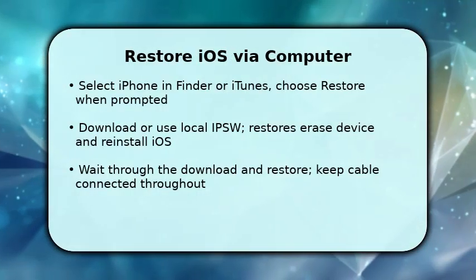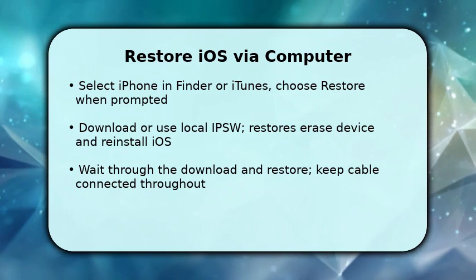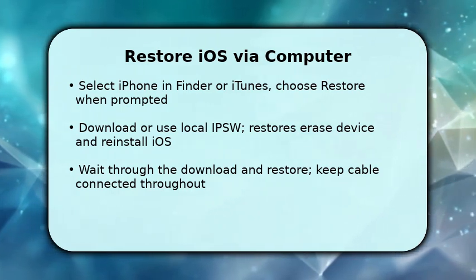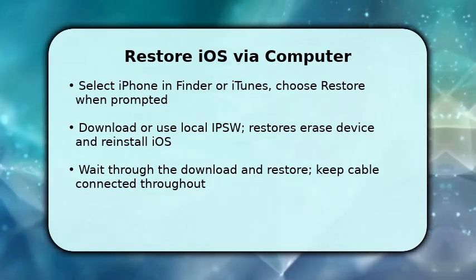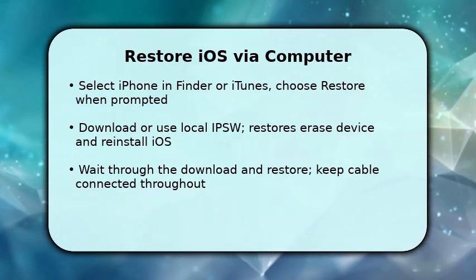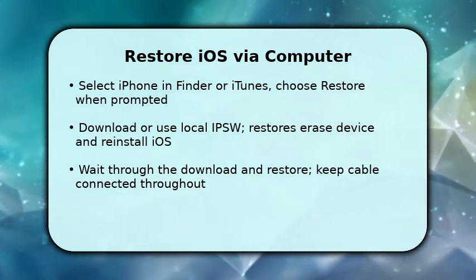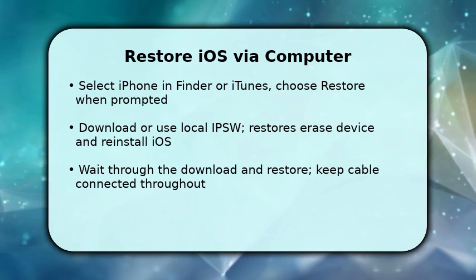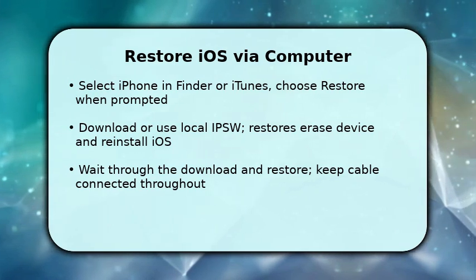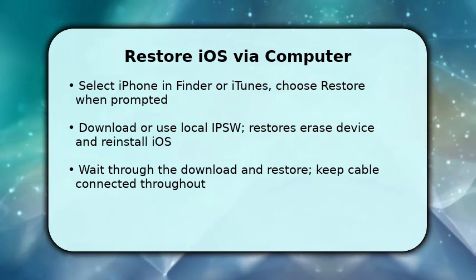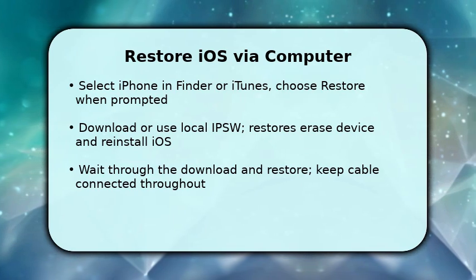Once the phone shows recovery mode, your computer will prompt you to update or restore. Choose Restore to remove the lockout. The app downloads the correct iOS package and flashes it. This erases all data but resolves passcode lockouts. Make sure the download completes fully and do not disconnect the USB cable. Interruptions can brick the phone. If the download fails, retry or use an alternate stable network.